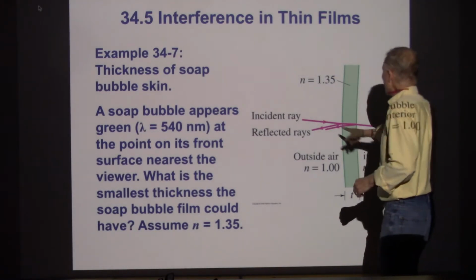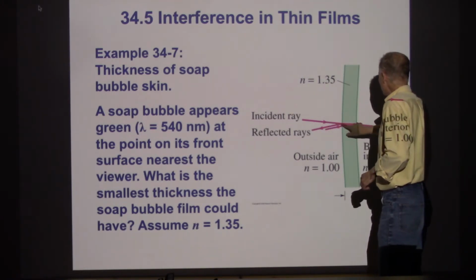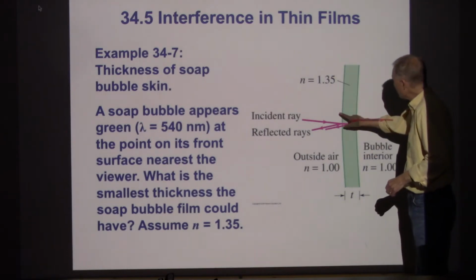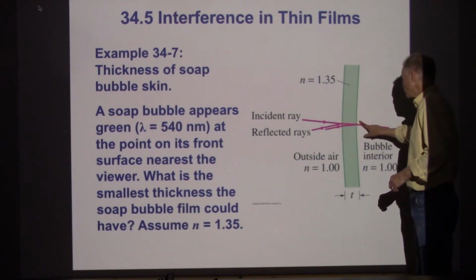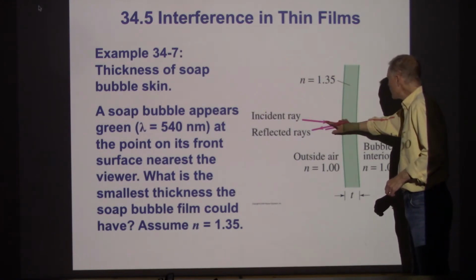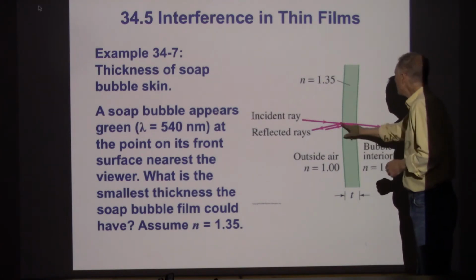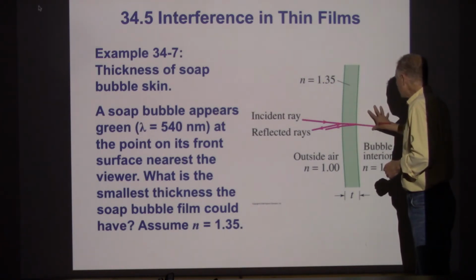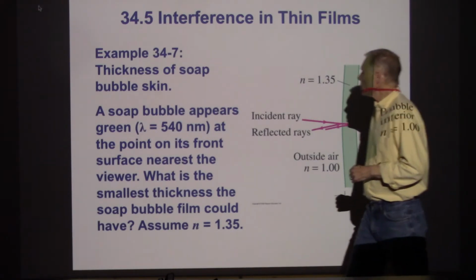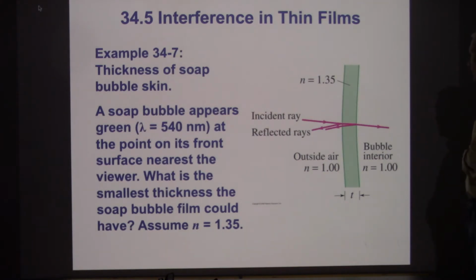Now, here are the two paths. The light's coming in. It bounces off surface number 1. It can also bounce off surface number 2. Now, this is going to be a case of yes, no. Because this is the higher index, when we bounce off the higher index, that's a yes. That's a half cycle. When we bounce off the lower index, that's a no. There's no extra half cycle. And the wavelength is 540. I think we've got everything we need.